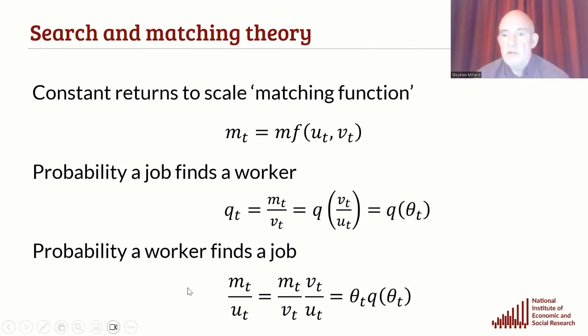We can do it the other way around as well. We can ask ourselves, what's the probability that a worker finds a job? It's M divided by U, which turns out to equal theta times q of theta. And again, the logic is the more vacancies there are per worker, the tighter the labor market, the easier it is for a worker to find a job.